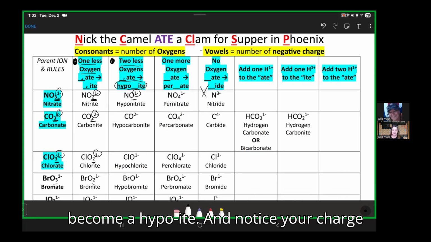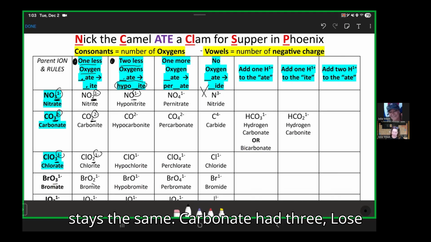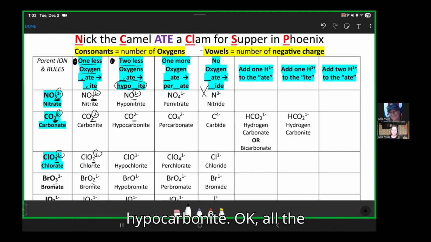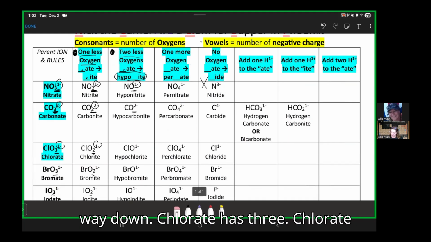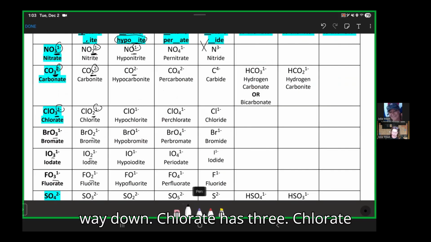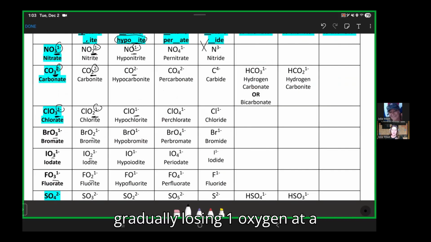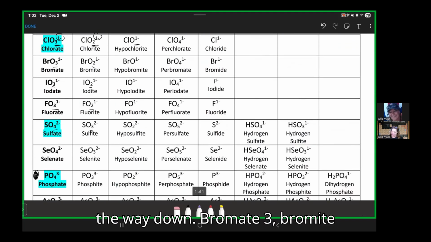And notice your charge stays the same. Carbonate had 3, lose 1, become a carbonite, lose another 1, hypocarbonite, okay? All the way down. Chlorate has 3, chlorite has 2, hypochlorite 1. So you're gradually losing 1 oxygen at a time, going from ate to ite to hypo-ite, okay? Same all the way down.